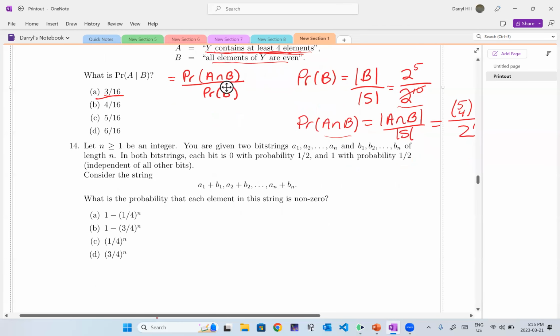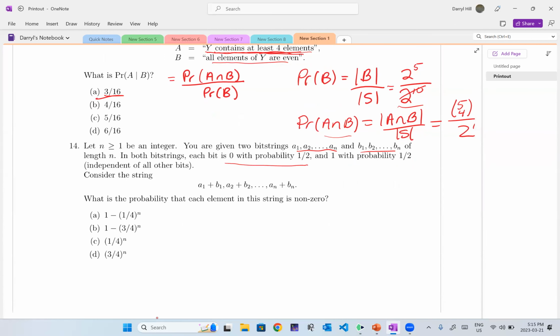Two bit strings, each of length n. In both bit strings, each bit is 0 with probability 1/2 and 1 with probability 1/2, independent of all the other bits. So these are 2 random bit strings. This is very similar to the one we did already, but the answer looked different. What is the probability that each element in this string is non-zero? So A_i plus B_i. First of all, what is the probability that any element is non-zero? Anybody figure that out off the top of their head?